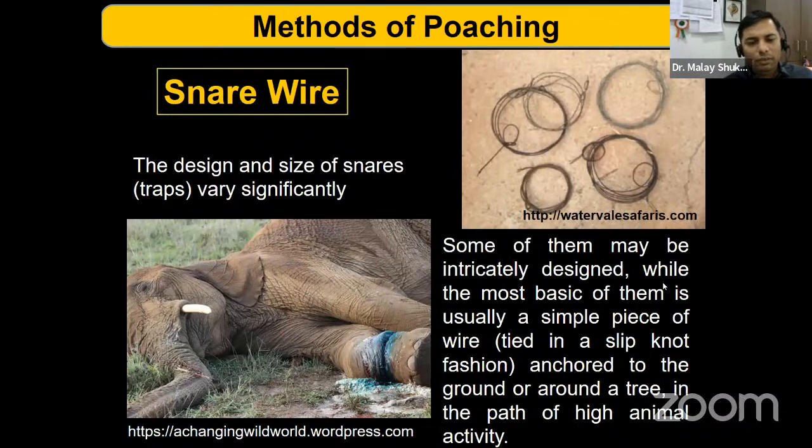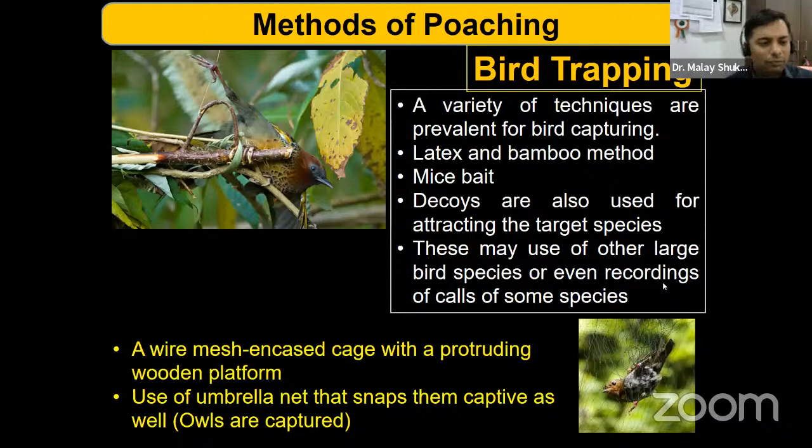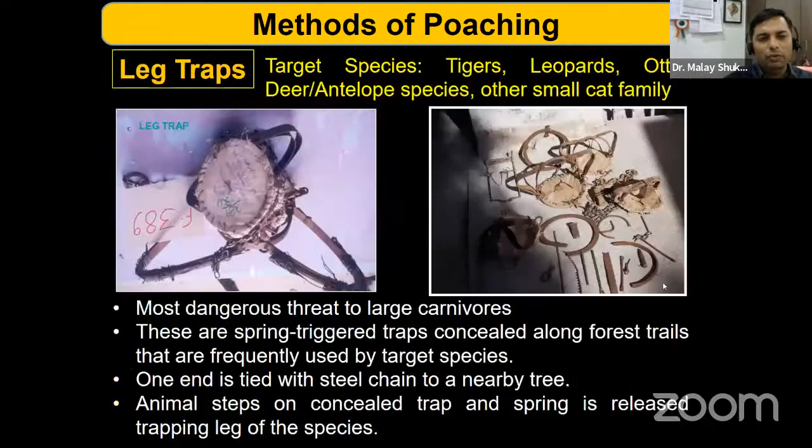Snare wires are not that lethal for majestic species like rhino or maybe elephant, but still can be a potent tool for killing the animal. Bird trapping is one of the common practices that has been followed extensively in India. That is one of the techniques where birds are being killed. I'm not going deep into the theoretical aspect of different methods of poaching, just an overview of how it is. This is very important.